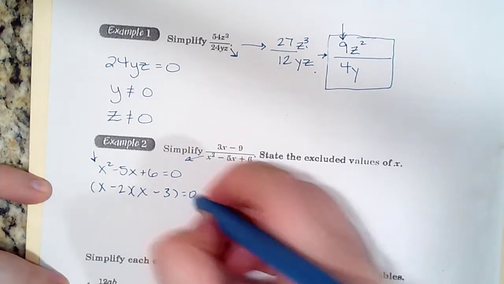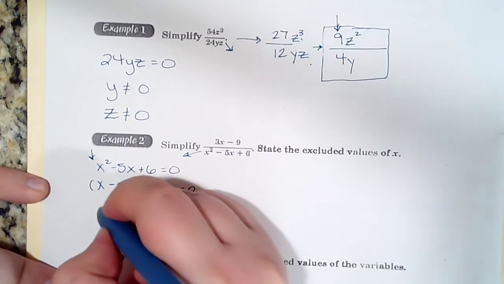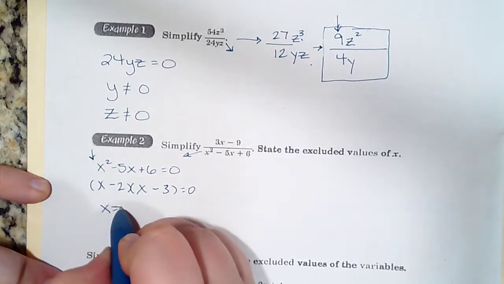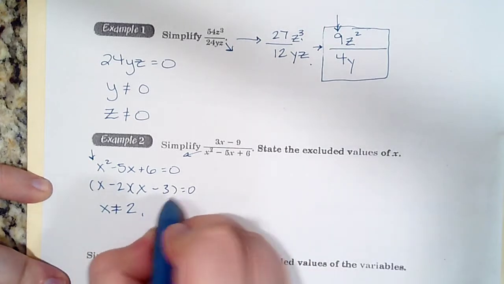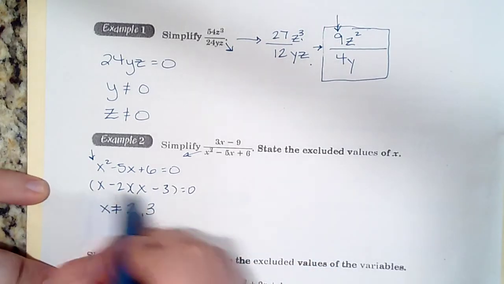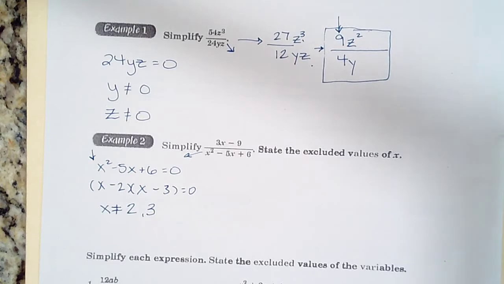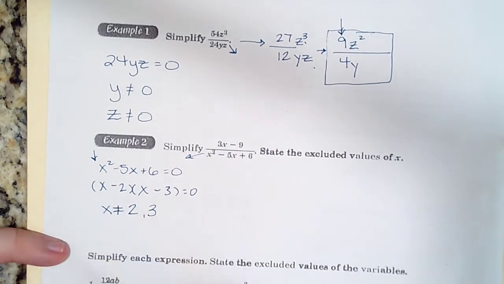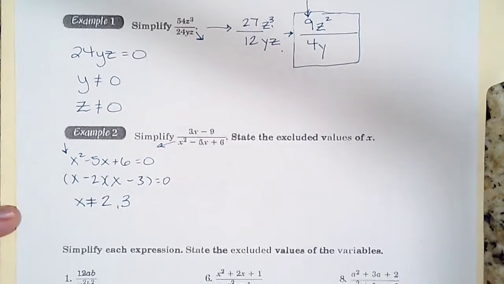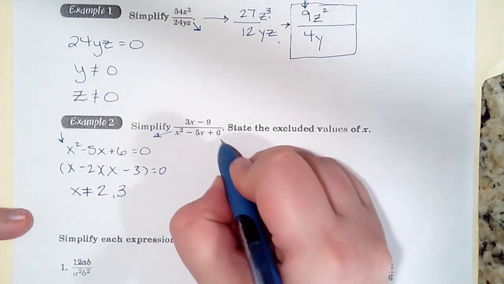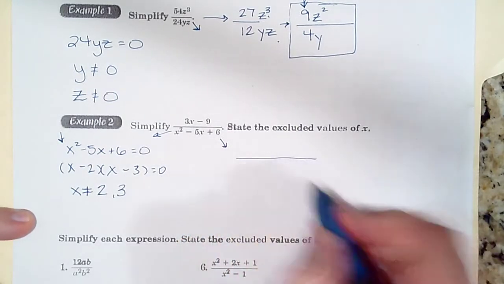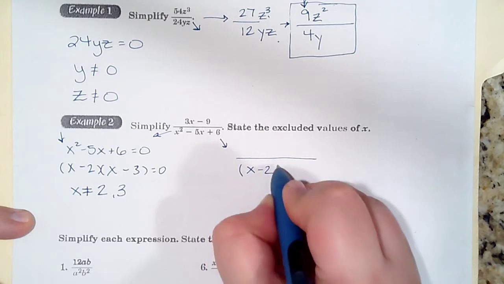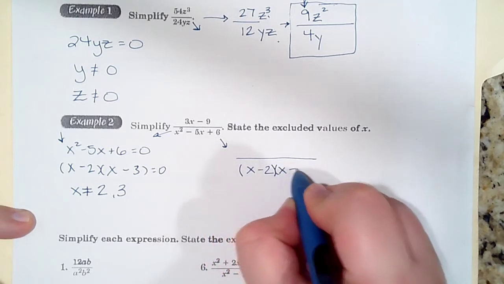I use my zero product property to check both sides, and I find that my excluded values are positive 2 and positive 3. And all I did was solve this to figure out what two values to plug in. The nice thing is that by factoring it, we've actually solved ourselves a step in the process of simplifying. So when I simplify this, I've already simplified the bottom. I made it x minus 2 and x minus 3.